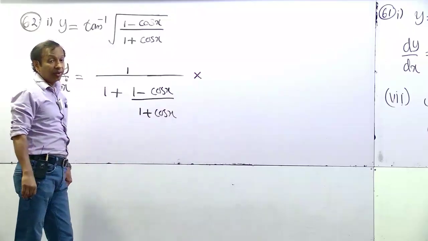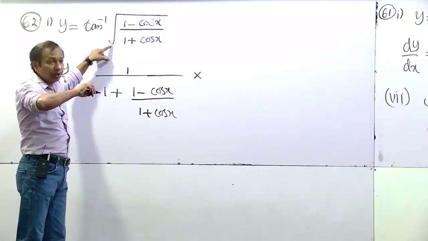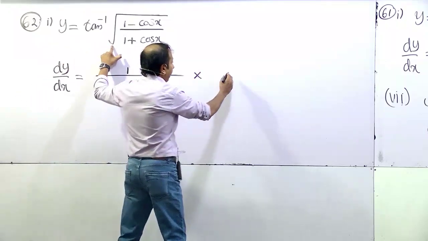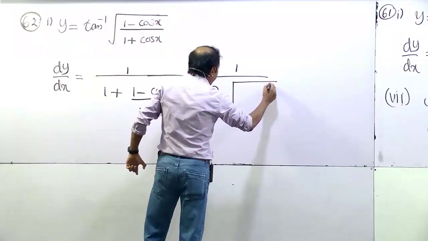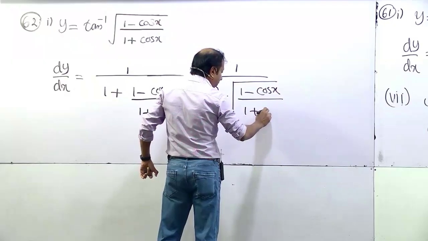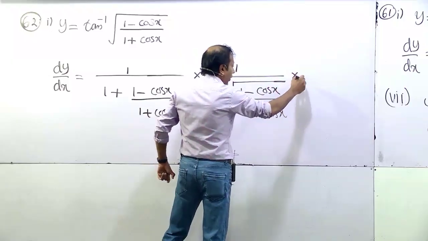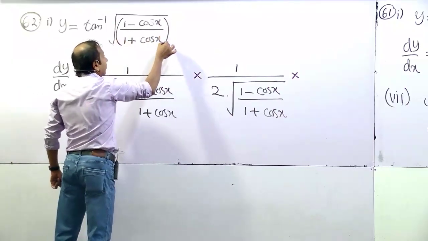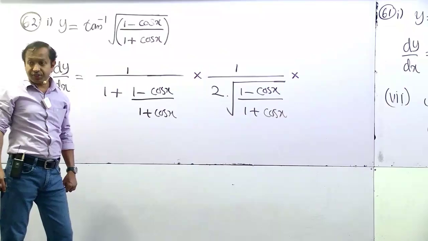Multiplied by, now what do you have? Root sign. What is the derivative of root? 1 over 2 times the same thing, root of 1 minus cos x divided by 1 plus cos x. Right. Now what is next? Next is this. How to differentiate that? u over v, quotient form. Right, fraction form. Right, hurry up.